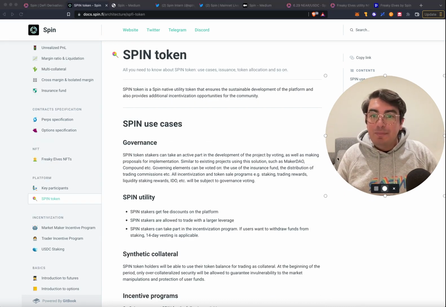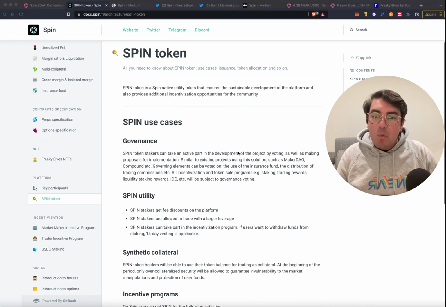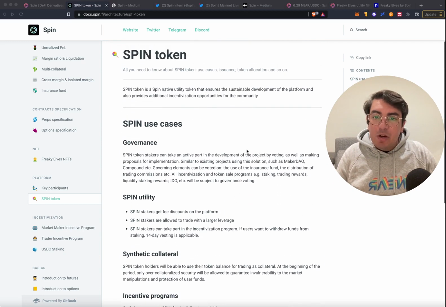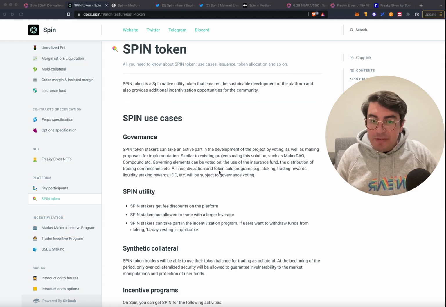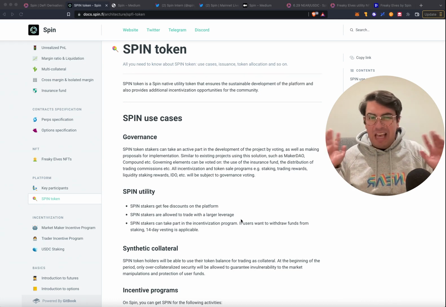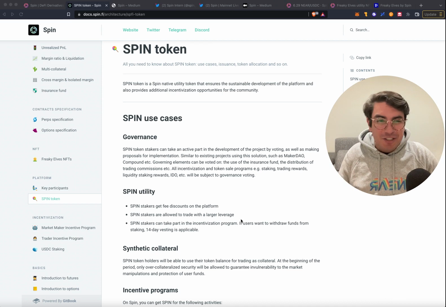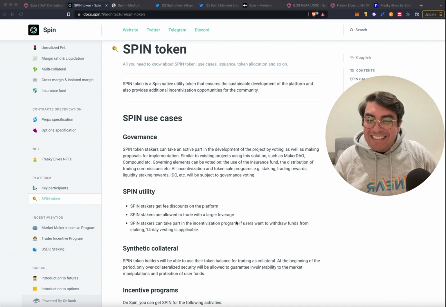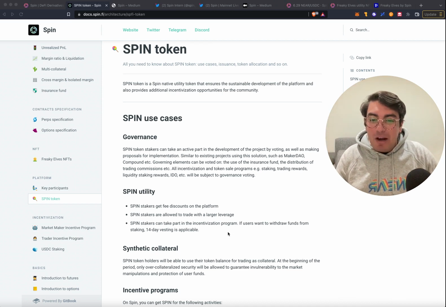Now we've got the Spin token. We will probably make another video on the Spin token closer to the IDO. As with most exchange tokens, there will be fee discounts on the platform. Spin stakers are allowed to trade with larger leverage because no one has ever been wrecked by having more leverage. This is going to work out great. And Spin stakers can take part in the incentivization program.